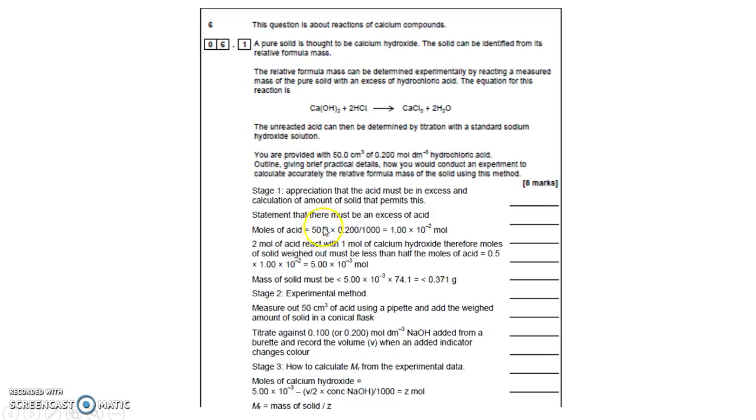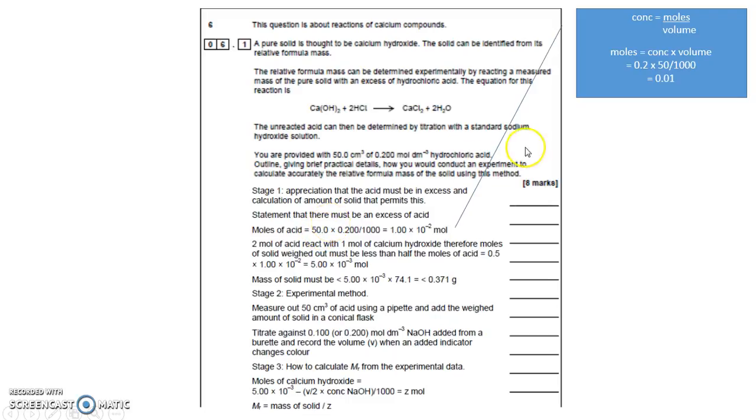You've got to work out the moles of the acid, so probably the first thing to do is work out concentration is moles divided by volume. So if you rearrange that, if volume comes up and across to the other side, then moles is concentration times volume. It tells you the concentration is 0.2. It tells you the volume is 50 centimeters cubed. You've got to convert that into decimeters cubed by dividing by 1,000. So the number of moles of acid is 0.01.